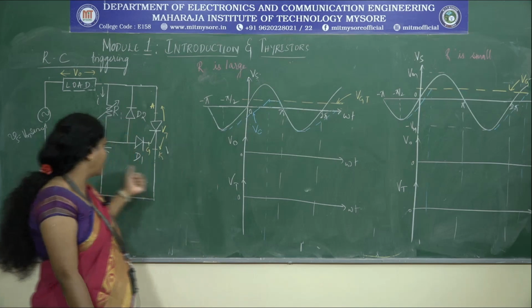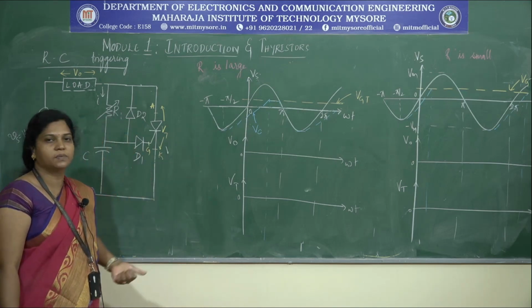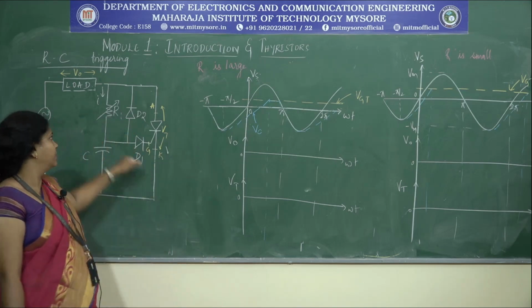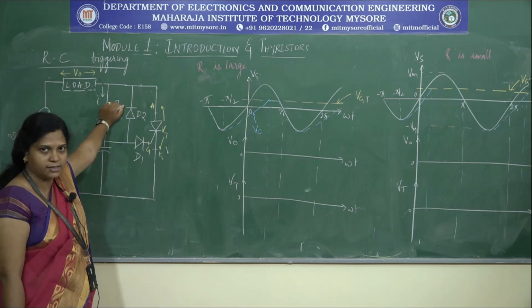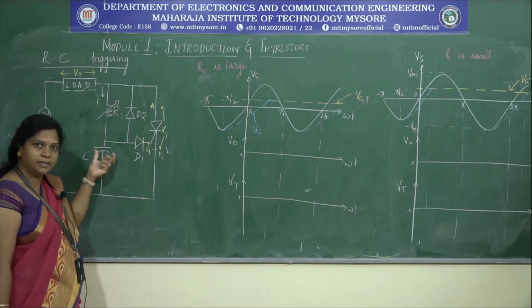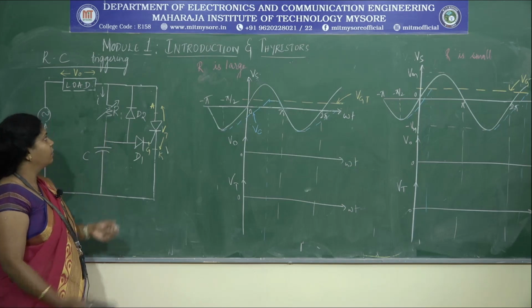Whenever we have an R and C along with the AC supply, the voltage across the capacitor always lags by an angle of 90 degrees with respect to the voltage across the resistor. So, keeping this as the main concept, now what happens here?